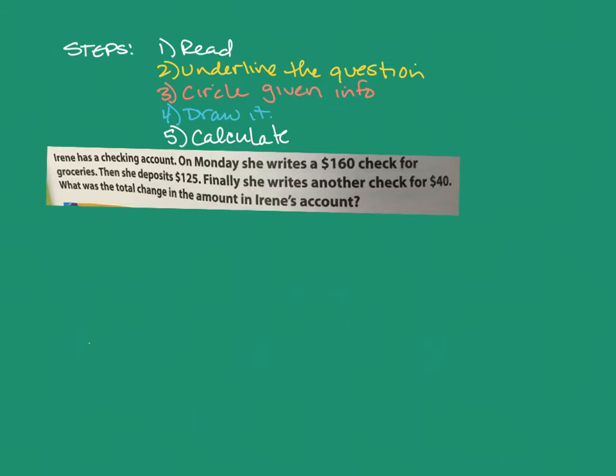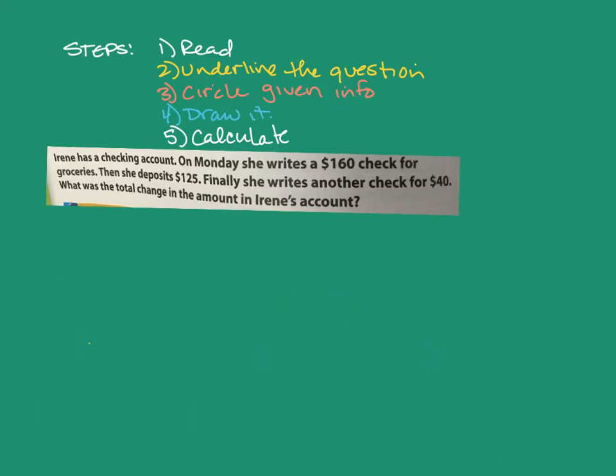Then she deposits $125. And if you don't have a bank account, you might not know what deposit means. It means she got money from somewhere and she put it into her bank account. Finally, she writes another check for $40. What was the total change in the amount of Irene's account?